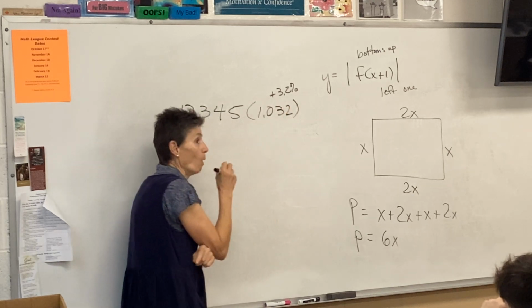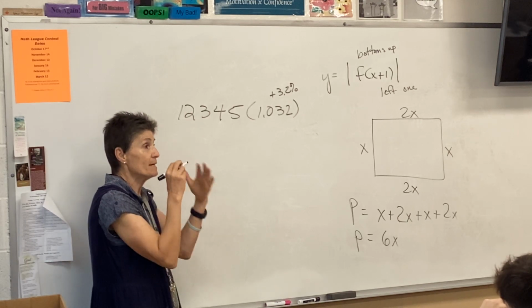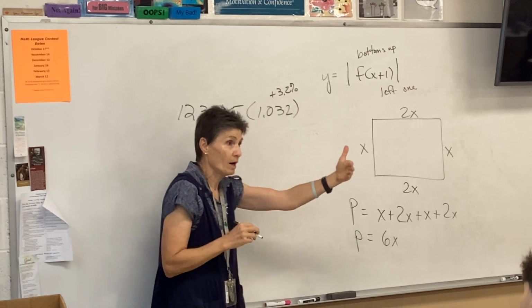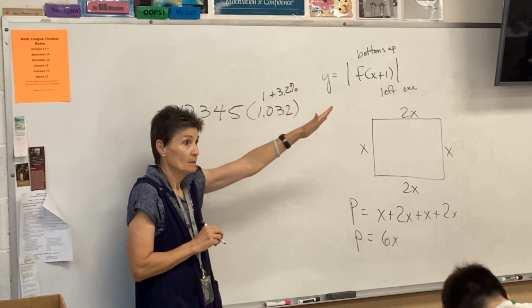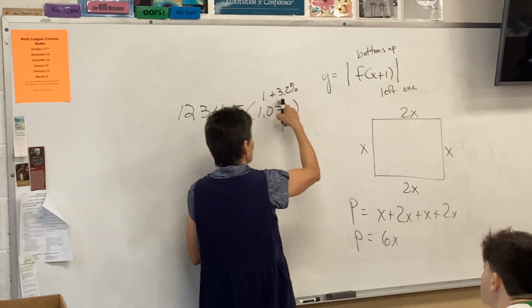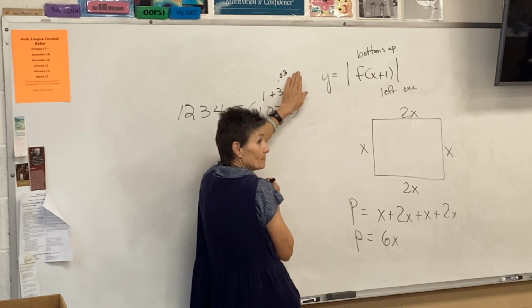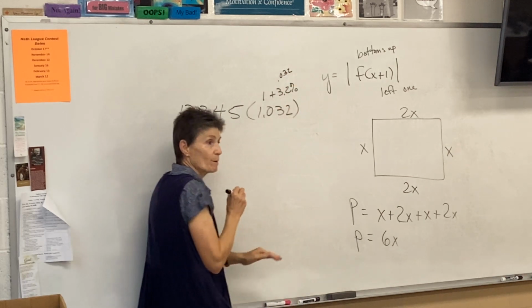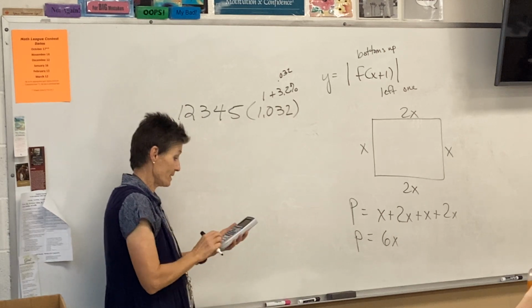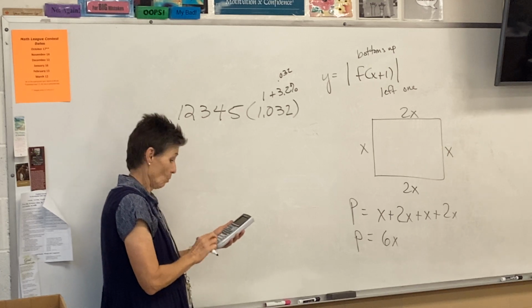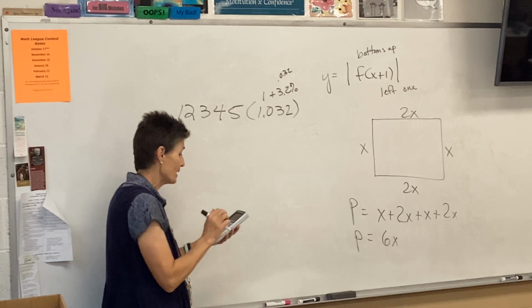1.032. Why am I multiplying by 1.032? Because when I am adding on, it's 1 plus whatever I'm adding on. And decimally, don't get confused, 3% is 0.03, right? And it's 0.2 on the end, 3.2%. Move that decimal 2 places. So typing that in on my calculator, 1, 2, 3, 4, 5 times 1.032.